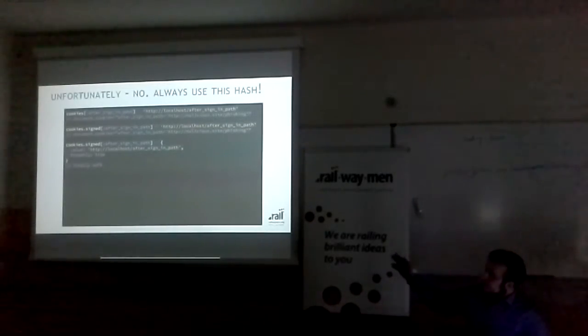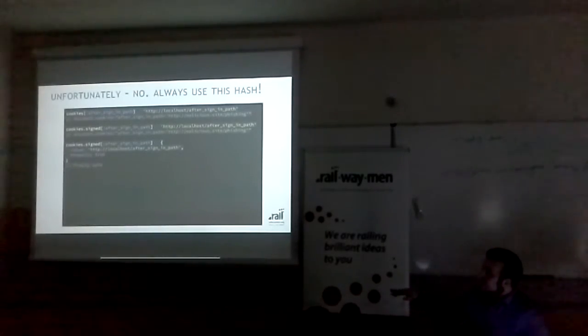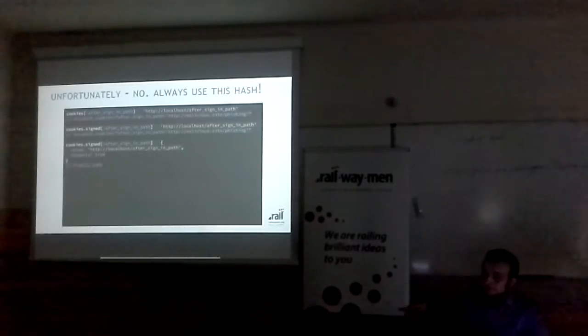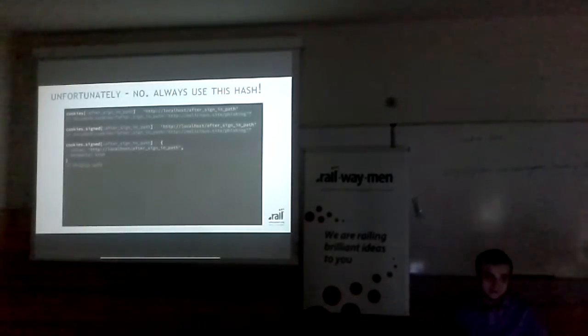The plain text cookie is the most vulnerable. It's plain text. Anyone can override this. Anyone can read this. Don't use it. The second one is a little bit safer. It's signed with our secret key base. Again, do not ever push config secrets.yml into Git. It's a really bad idea.